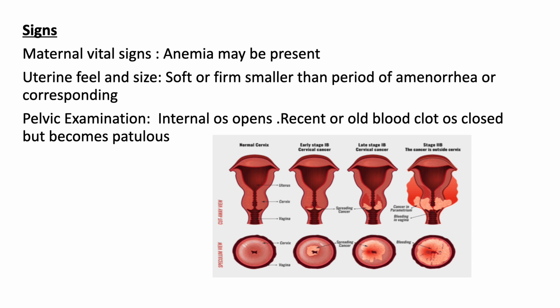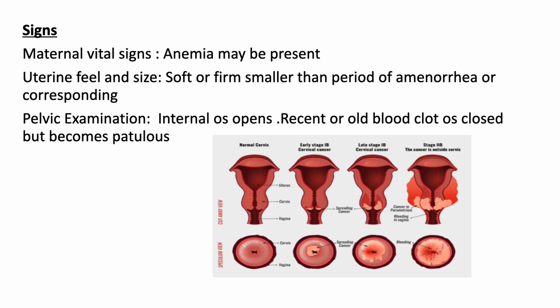Moving on to the signs, you can see the maternal vital signs. Anemia may be present. The uterine feel and size: the uterus will feel soft and firm, and the size will be smaller than the period of amenorrhea or corresponding, because here there is an incomplete abortion. That's why the size of the uterus is not similar to the period of amenorrhea. Sometimes it may be similar, or it may be smaller than the period of amenorrhea.